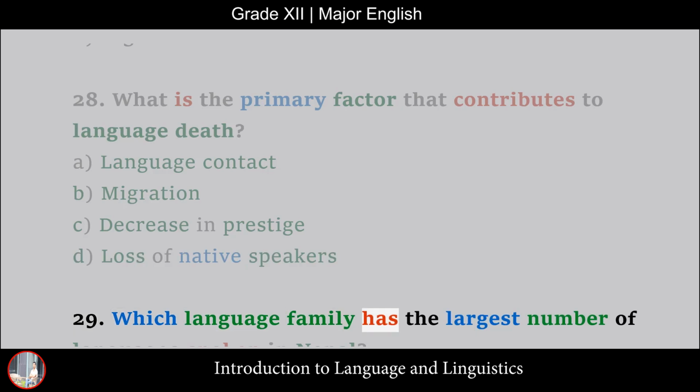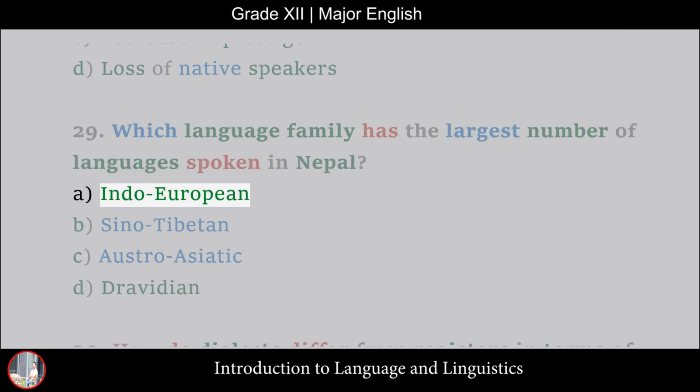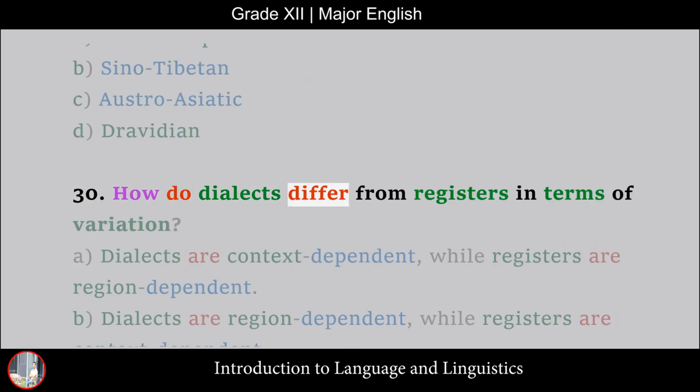29. Which language family has the largest number of languages spoken in Nepal? A. Indo-European. B. Sino-Tibetan. C. Austroasiatic. D. Dravidian. 30. How do dialects differ from registers in terms of variation?